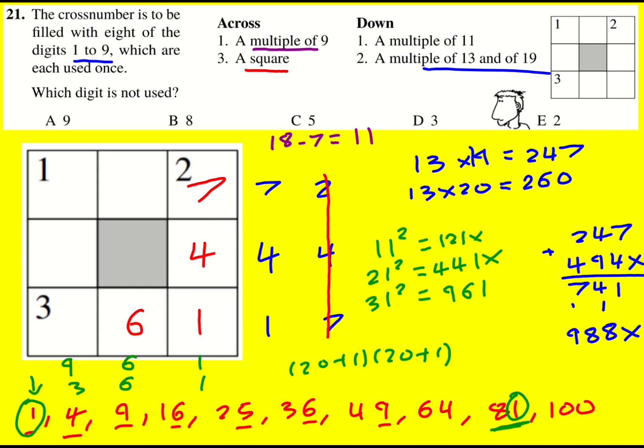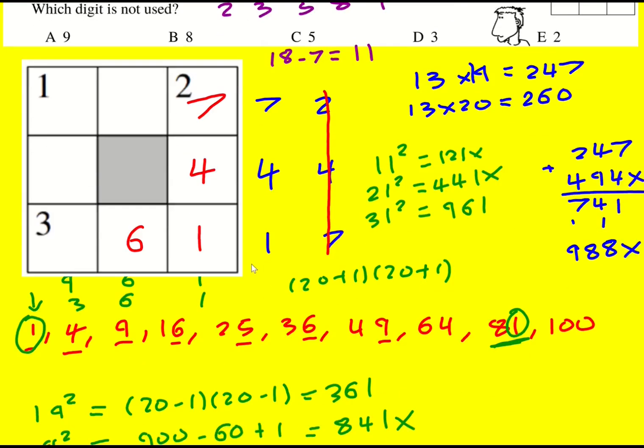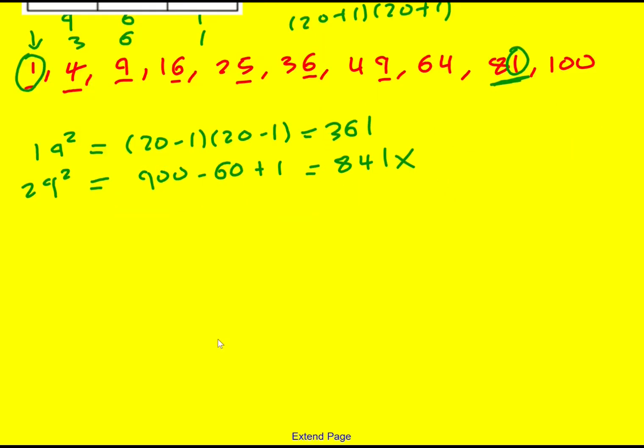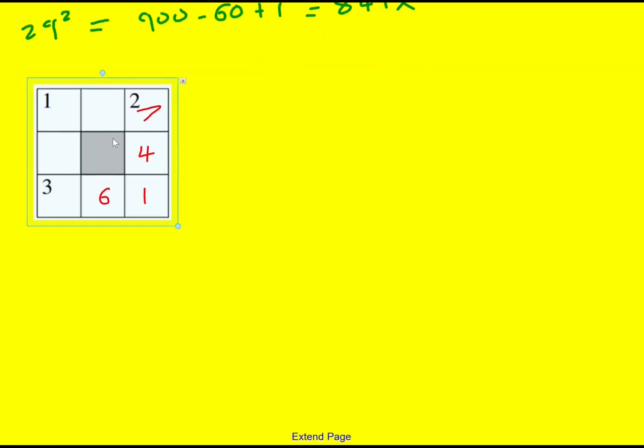And let's also pay attention to what numbers we have left. We've got 2, 3, 5, 8, and 9. Those are the only options. So let's write these arrangements down and work through them.